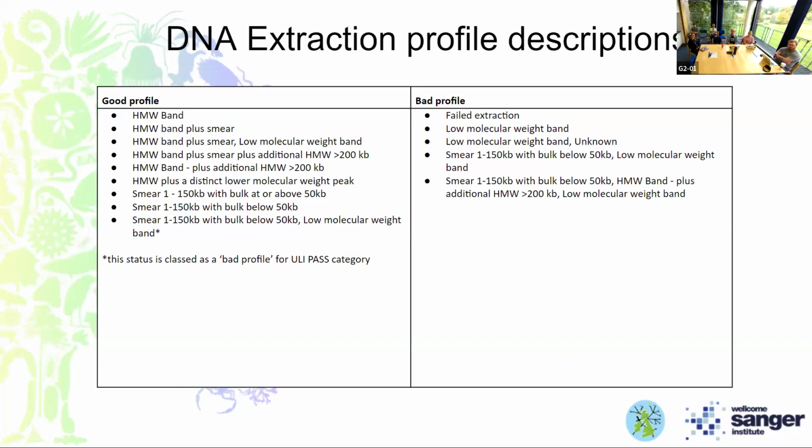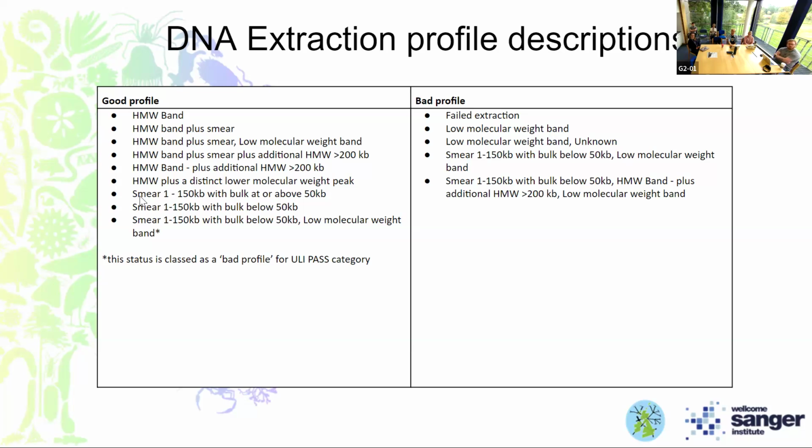So for DNA extractions, we've grouped sort of Femto profiles into good and bad profiles. So obviously, the best would be just a nice pure high molecular weight band, but we get sort of variations of that. So we get slightly degraded DNA in conjunction with a high molecular weight band. We also get this, what we call a smear. We also get smears with low molecular weight bands. We get some instances where we have a high molecular weight band plus some really, really high ultra long stuff.